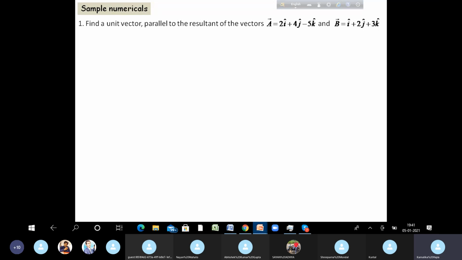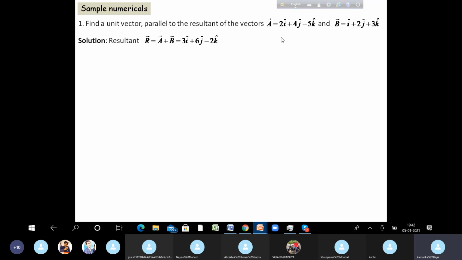First one, find a unit vector which is parallel to the resultant of the vectors that are given: A equal to 2i cap plus 4j cap minus 5k cap, and B equal to i cap plus 2j cap plus 3k cap. So how do you get the solution of this problem? Very simple. I think most of you can do this problem by yourself.